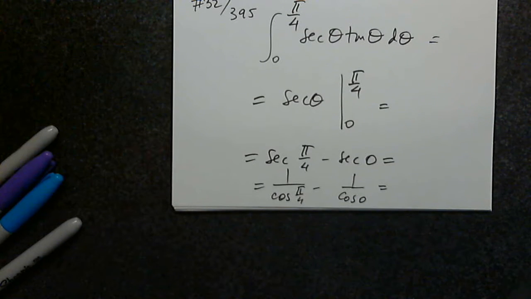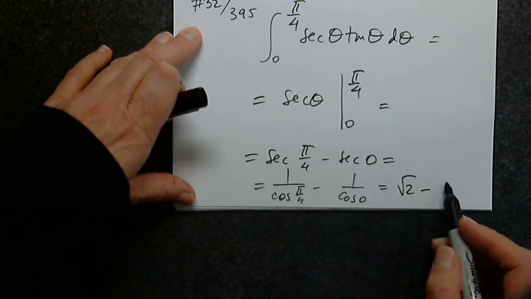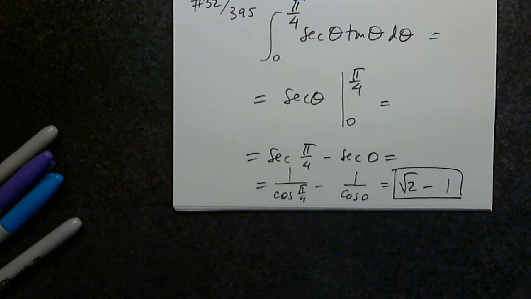So cosine pi over 4, remember it's the only angle whose sine and cosine are identical. Square root of 2 over 2, but it's easier now not to rationalize it, so it will be the square root of 2, correct. So the square root of 2 minus 1. Yes, and this is it. This is the area under that graph between 0 and pi over 4, under secant tangent. Okay, very good. Next problem. Oh, yes. 39.